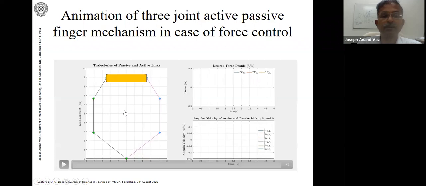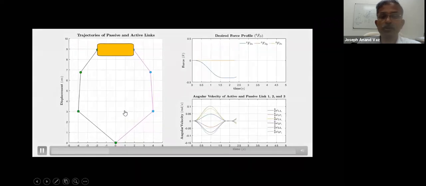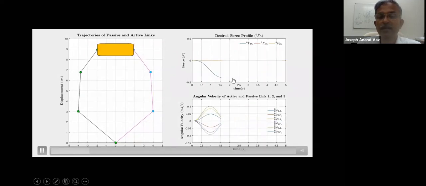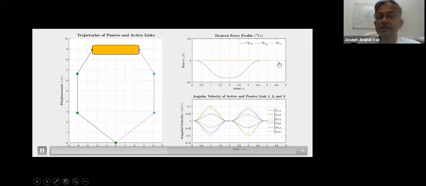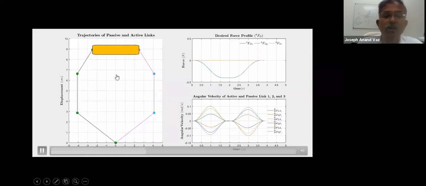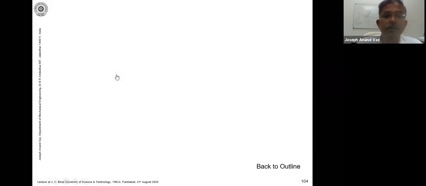Yeah, so here we are doing force control. You can see the force, we come to a particular level of force, we hold it for some time, and then we release it again. This is how it appears, all this is based on bond graph models. Okay.